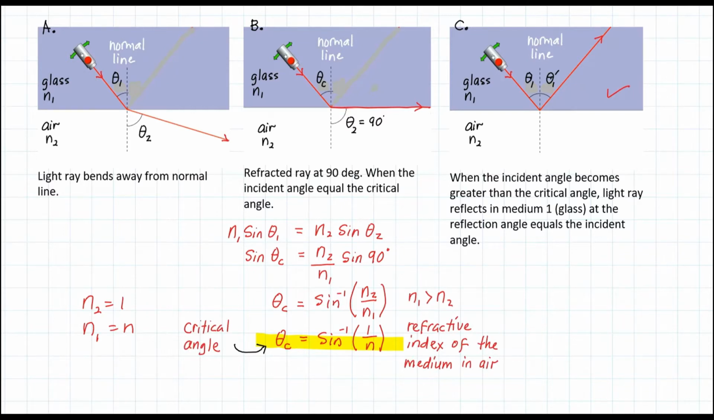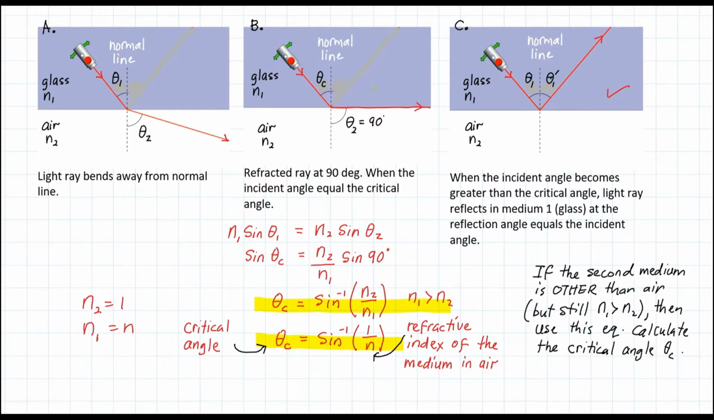Please take note that theta c is the critical angle and n is the refractive index of the medium in air. A word of caution here in the use of this last expression for the critical angle: if the medium outside the glass is other than air, the previous expression is valid. In other words, if the second medium is other than air, but still n1 is greater than n2, then use this equation to calculate the critical angle.